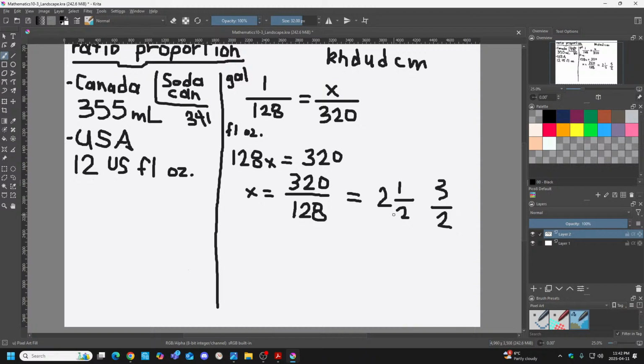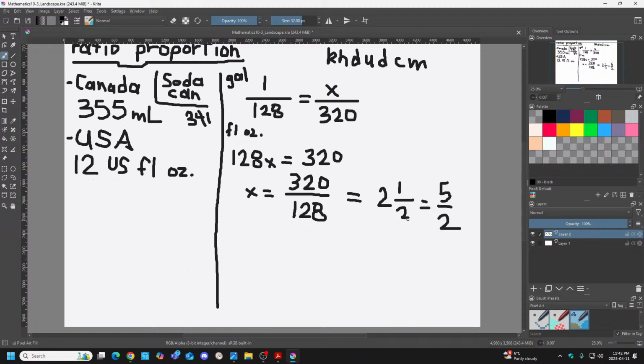I almost forgot how to do this, going from mixed to whole numbers. Let's just go like this. 5/2. Perfect.